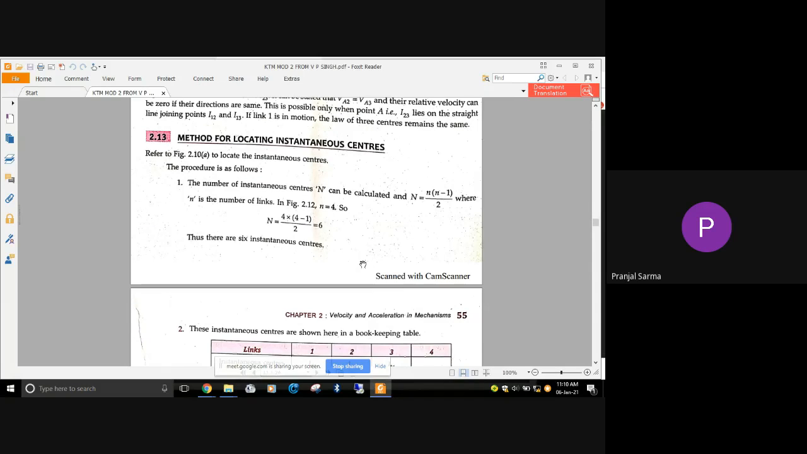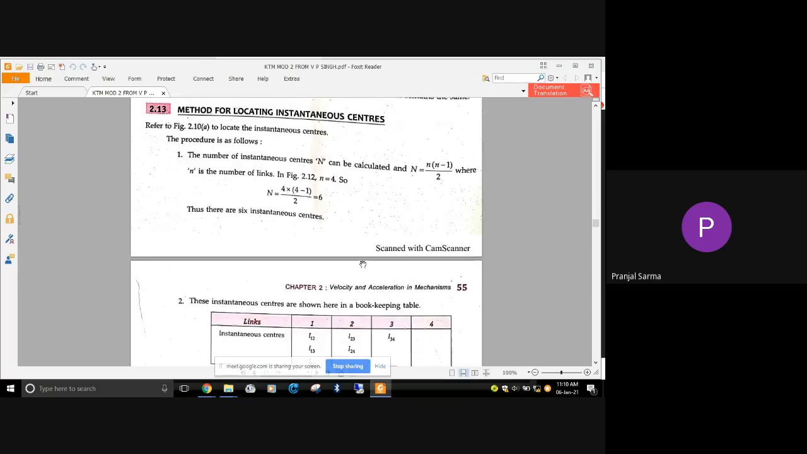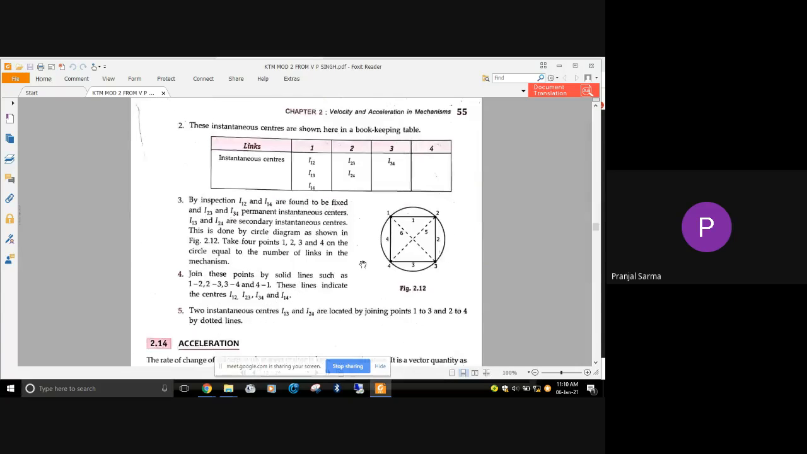Then after that, what was our task? Our task was to name them. So which are the instantaneous centers? Suppose between link 1 and 2 we have instantaneous center I12, that is nothing but the instantaneous center between link 1 and 2. That way, whatever the different instantaneous centers are, you have to find the nomenclature. After that, you should be able to locate all those instantaneous centers.